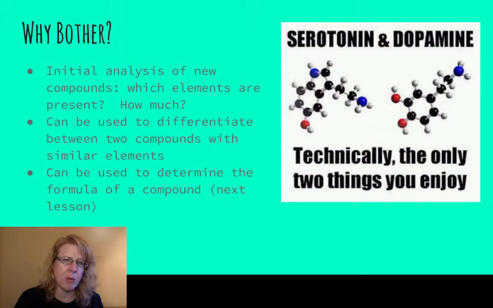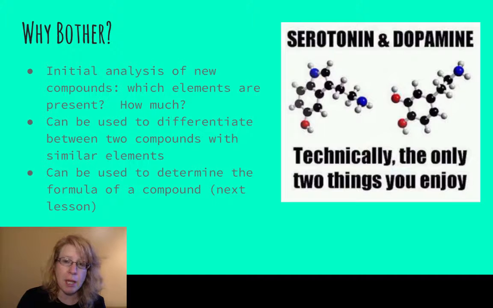Percent composition is actually a really commonly used analytical technique when you've got a new compound and you're starting to try to figure out exactly what this compound is or how it's put together. One of the first things that you typically do is percent composition. What elements are present? And by mass, how common is each element that's in there? Are they rare? Are they common? Are they heavy? Are they light?